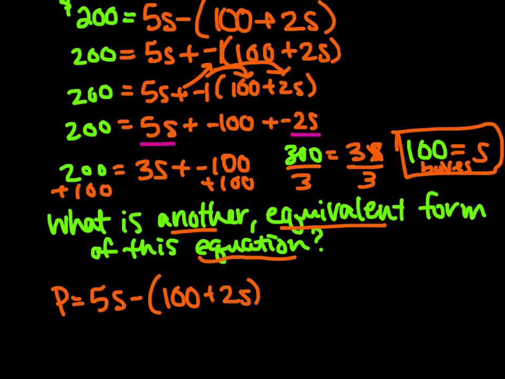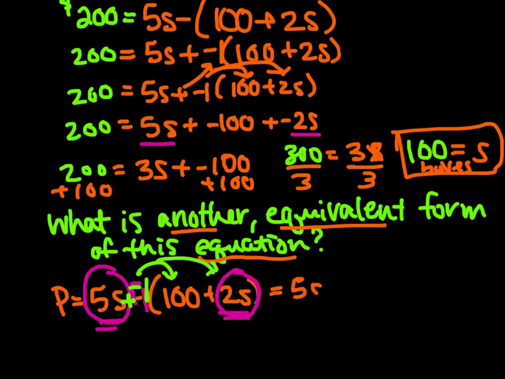An equivalent form of this particular equation could be noticing that when we did this, I played around with this 5s and I played around with this 2s, and I combined those. I simplified them. The only way I could do that is saying, well, this is really plus a negative 1. So we could rewrite this as saying plus a negative 1 and multiplying this through, distributing it through. So we end up getting 5s plus a negative 100 plus a negative 2s. And then from there, we can combine those two.